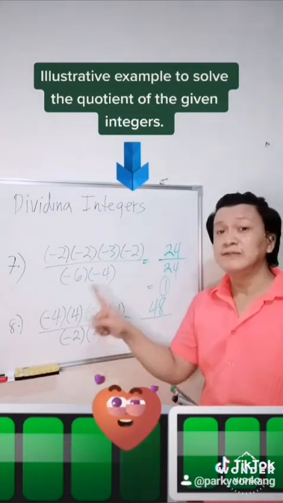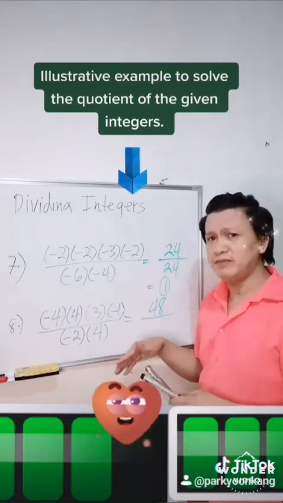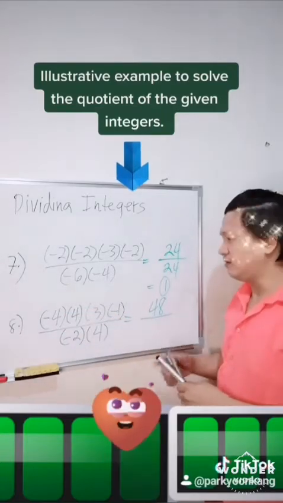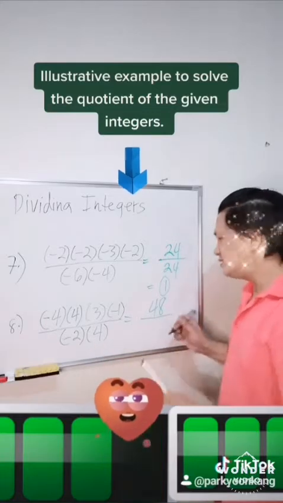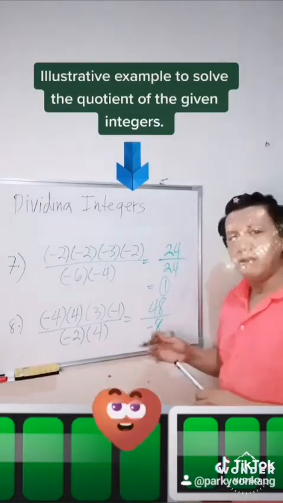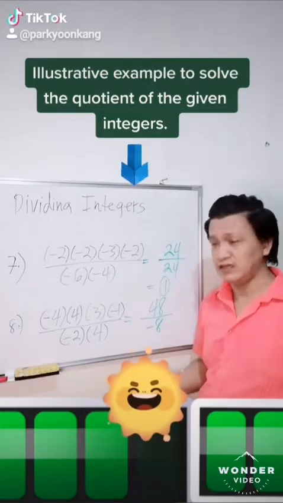You simply count the negative signs. 1, 2. Since they are even, that's why it is positive. Okay. How about the denominator? We have negative 2 times positive 4. This is negative 8. Bakit siya negative 8? Because they have different signs.